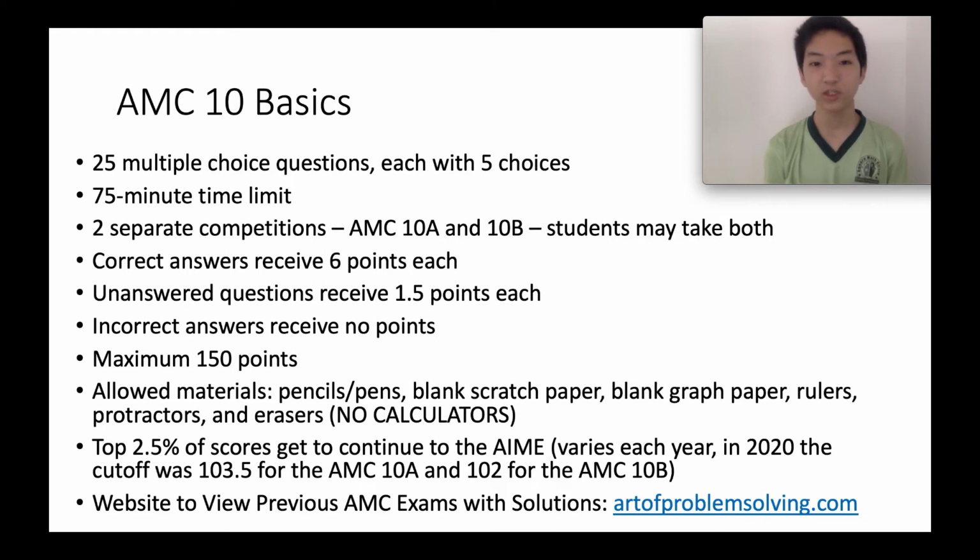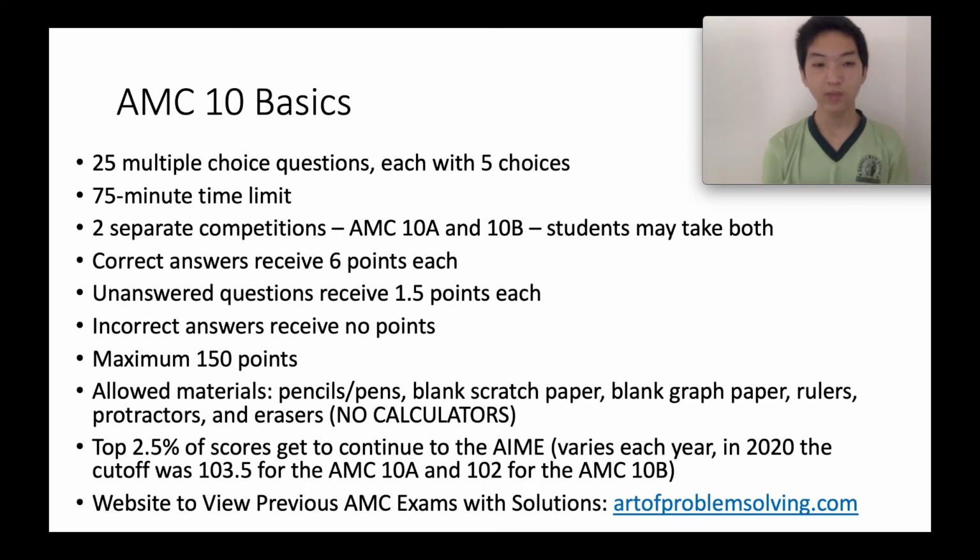Correct answers receive 6 points each. Unanswered questions receive 1.5 points each. Incorrect answers receive no points. This is to penalize guessing. The maximum points is 150. The allowed materials are pencils and pens, blank scratch paper, blank graph paper, rulers, protractors, and erasers. Calculators are not allowed.